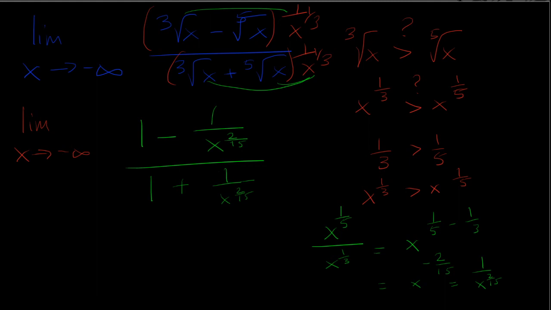So x to the 2 over 15 will approach infinity when x approaches negative infinity. So it'll be 1 over a really big number. Well, this will just go to 0. And so will this. And all I'm left with is 1. So my limit here is only 1.